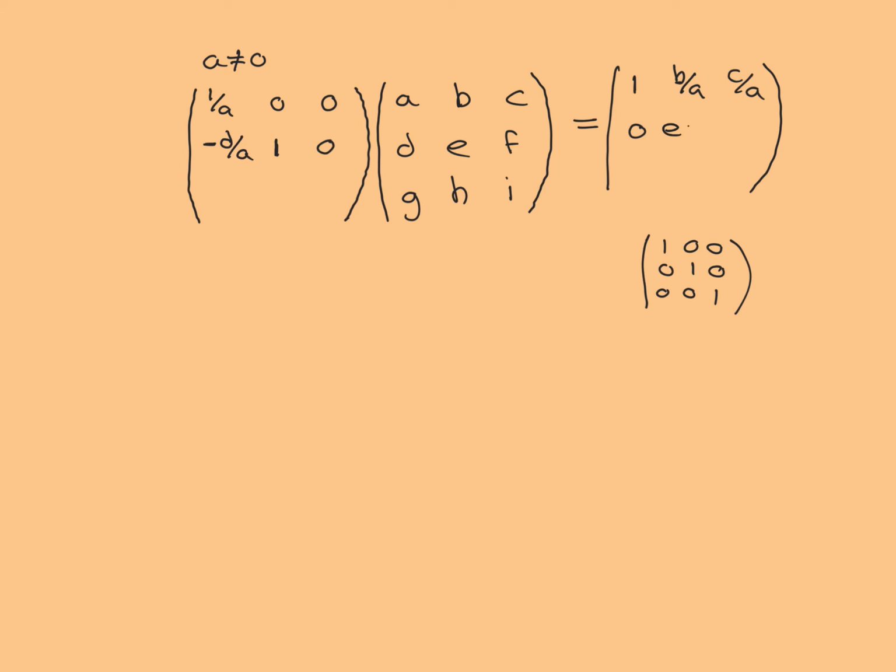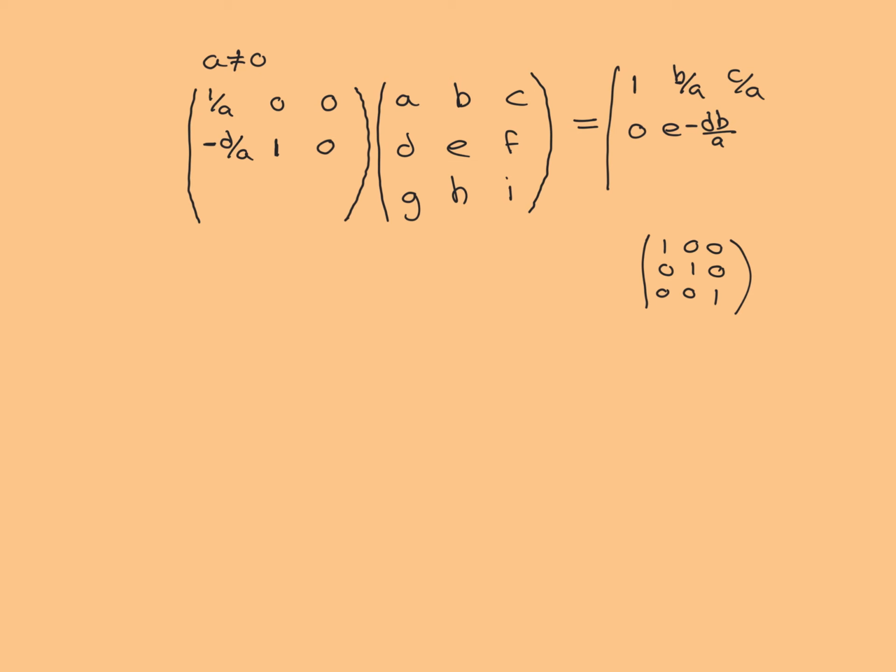We'll have E minus dB over A, and then, so that's minus dB over A comes from this, 1 times E comes from this, 0 times H comes from that, and then in this position we haven't really got room, annoyingly. I'll just extend these out.